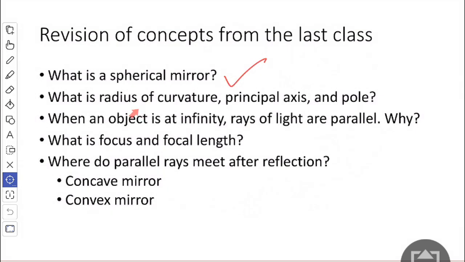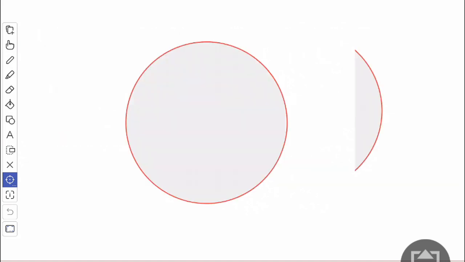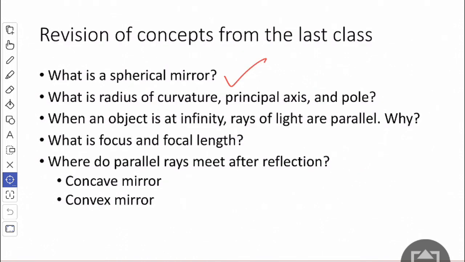Next question: what is the radius of curvature? Oh, by the way, I didn't mention mirror. So essentially, think of it this way. Let us say I take this and now I polish it. I put some silver kind of coating, so that this side is reflecting. Once it reflects, we call it a mirror. Very simple idea. Okay.